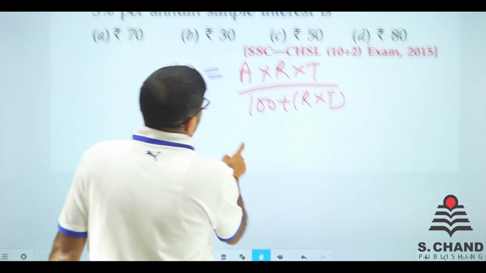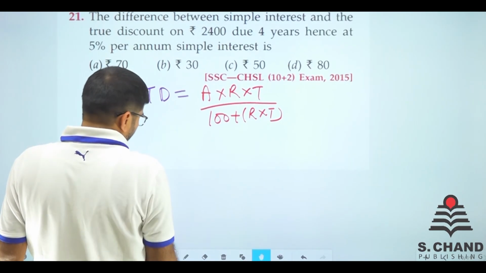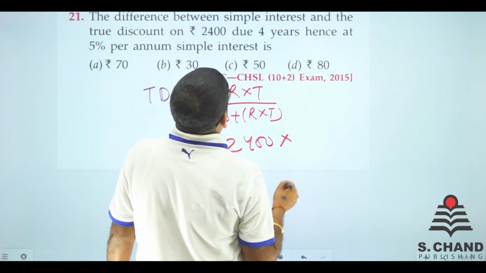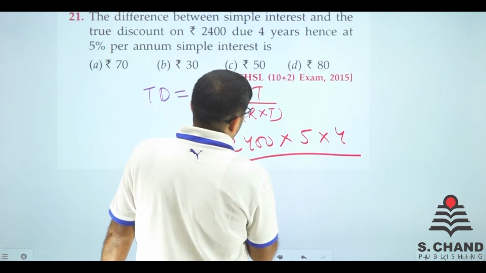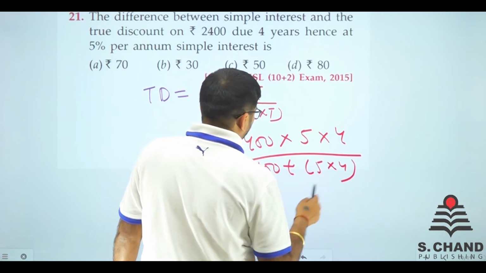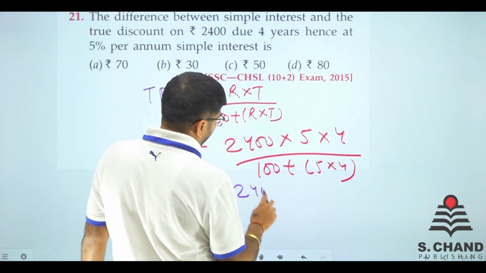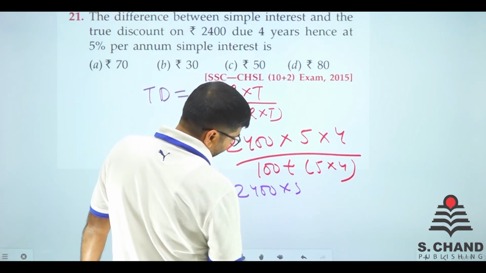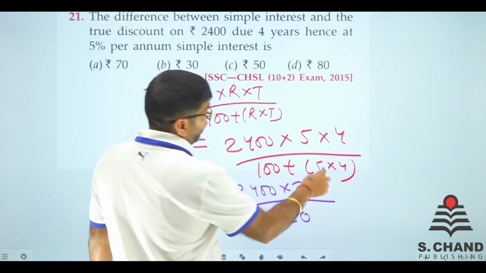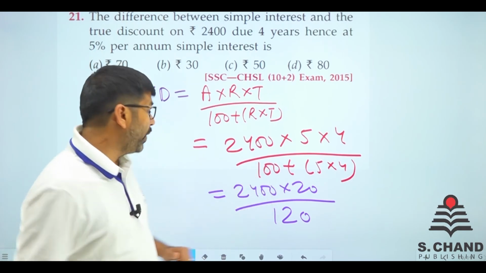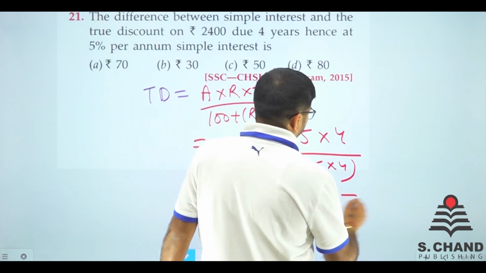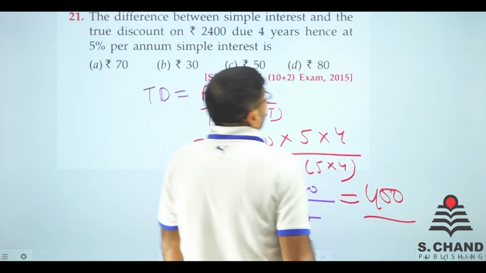Let's see what it says. So we put all the values in the formula here. Amount, what is amount? 2400. The rate of interest is 5%, time is 4 years, divided by 100 plus 5 into 4. So it comes out to be 120. So 2400 into 5 into 4. Just write 20 here and it is 120 because 5 into 4 is 20. 20 plus 100 is 120. So it is just 2 times 20. So we get 400.